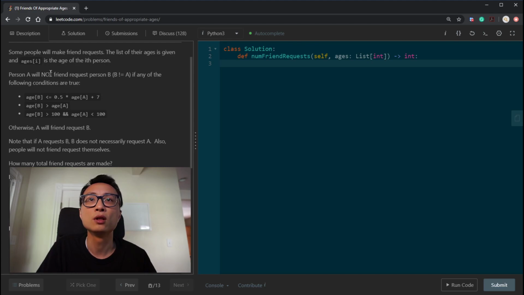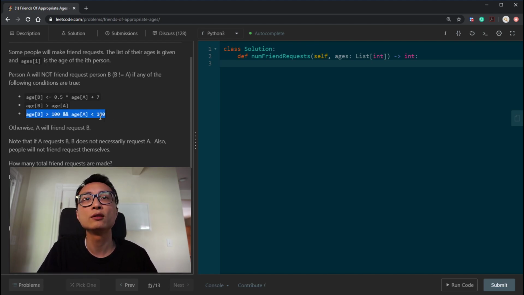So A will not make a friend request to the other person B, they are not the same person, if the following are true. We got some relationship between B's age and A's age in some kind of formula. If B is older than A, then A is not going to make any friend request to person B. If person B is over 100 and person A is younger than 100, then person A will not make a friend request to person B.